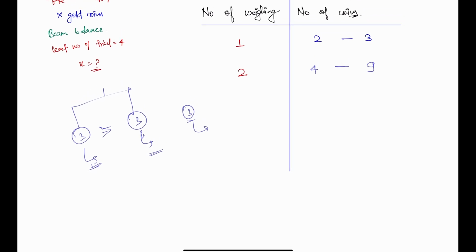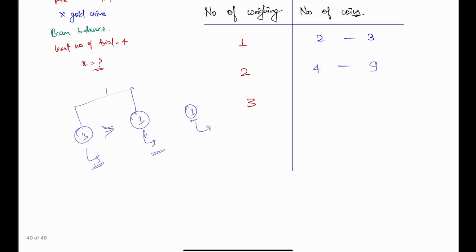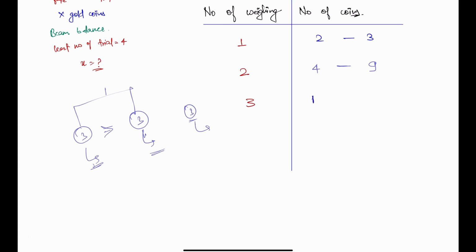In 2 weighings, the maximum we can find out from is 9 coins, which one is fake. Similarly for the third one, as we can do in the second condition up to 9, the third one will start from 10 and go up, and instead of 3 over here it will change to 9, 9, 9, so it will be 27. And in the fourth one it will start from 28, and again the 9 will be replaced by 27, so 81.